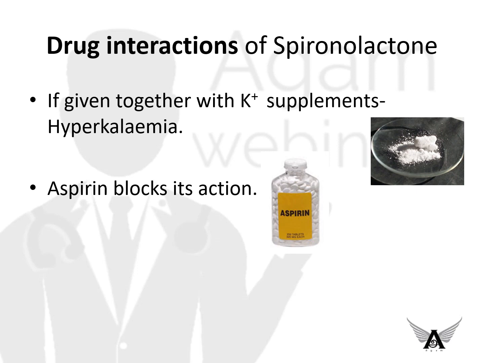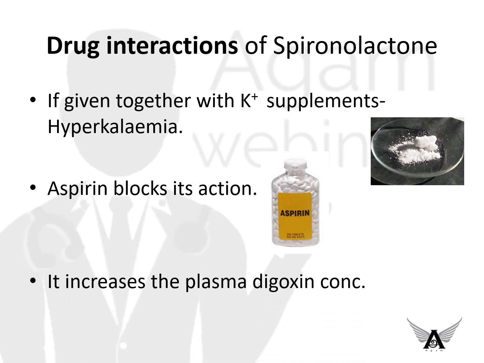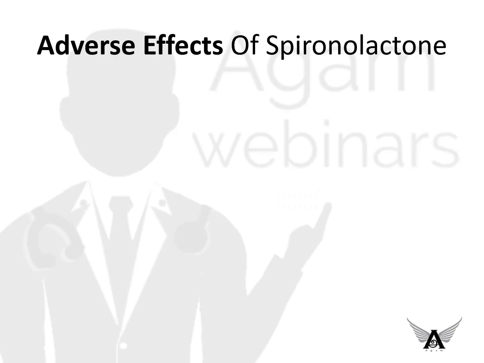If only spironolactone with aspirin is given, it blocks its action, and it increases the plasma digoxin concentration. If plasma digoxin concentration is increased, there is easy digoxin toxicity. Okay, that is a possibility.